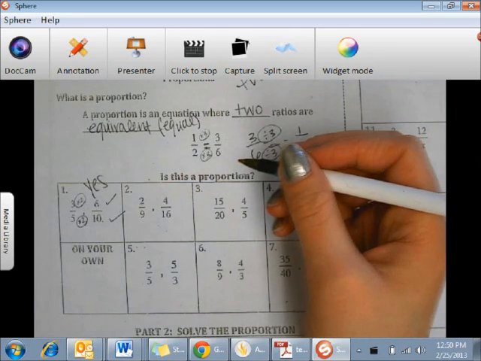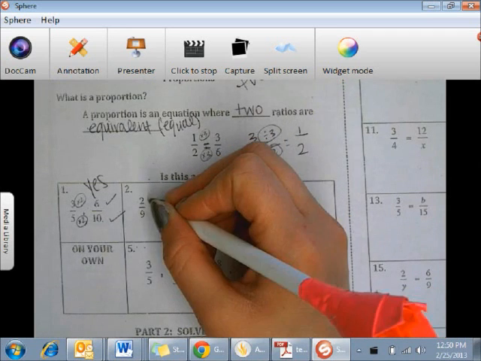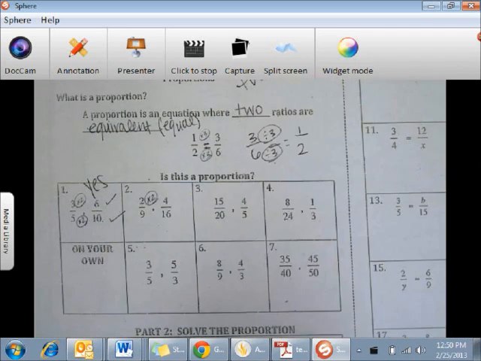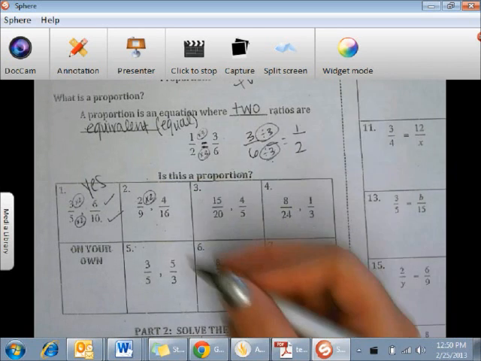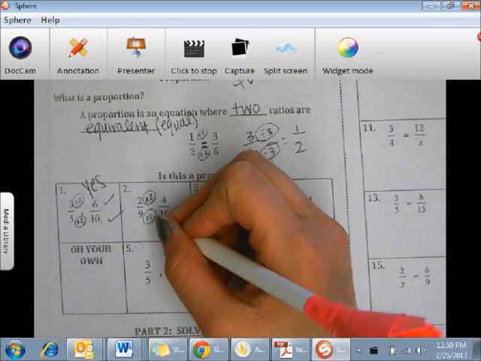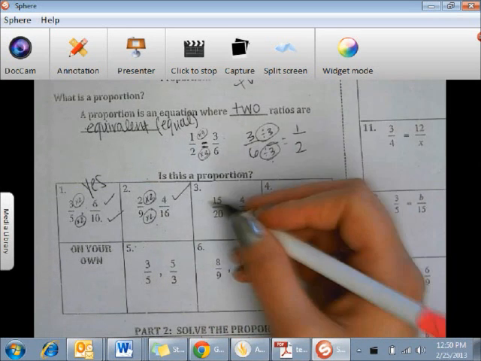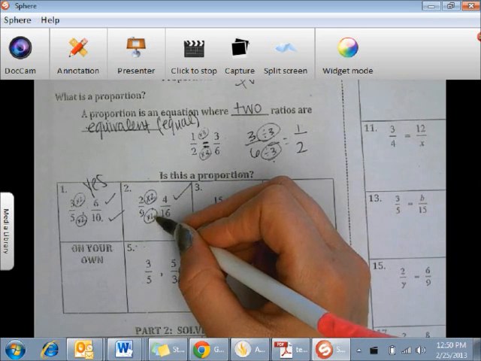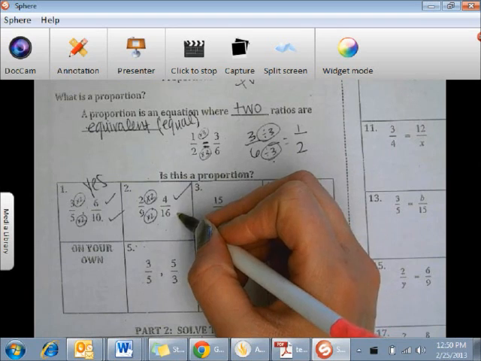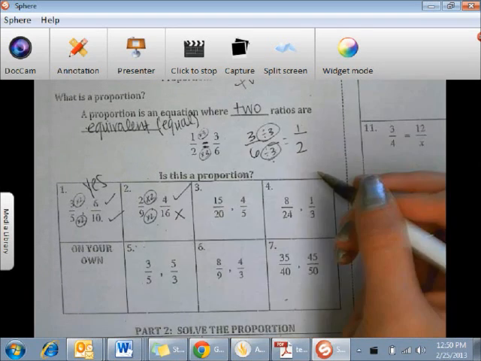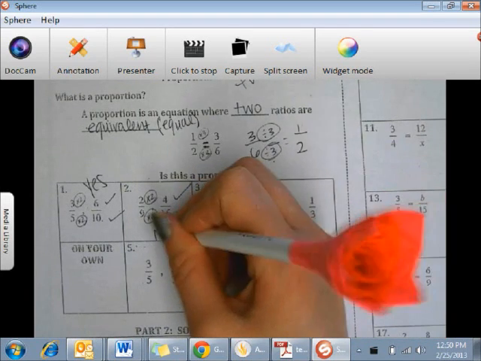Alright, how do I get from 2 to 4? Well, I can multiply by 2. If I multiply by the same thing on the bottom, 9 times 2, does that give me 16? No, that gives me 18, so the bottom doesn't work. So this one is not a proportion.